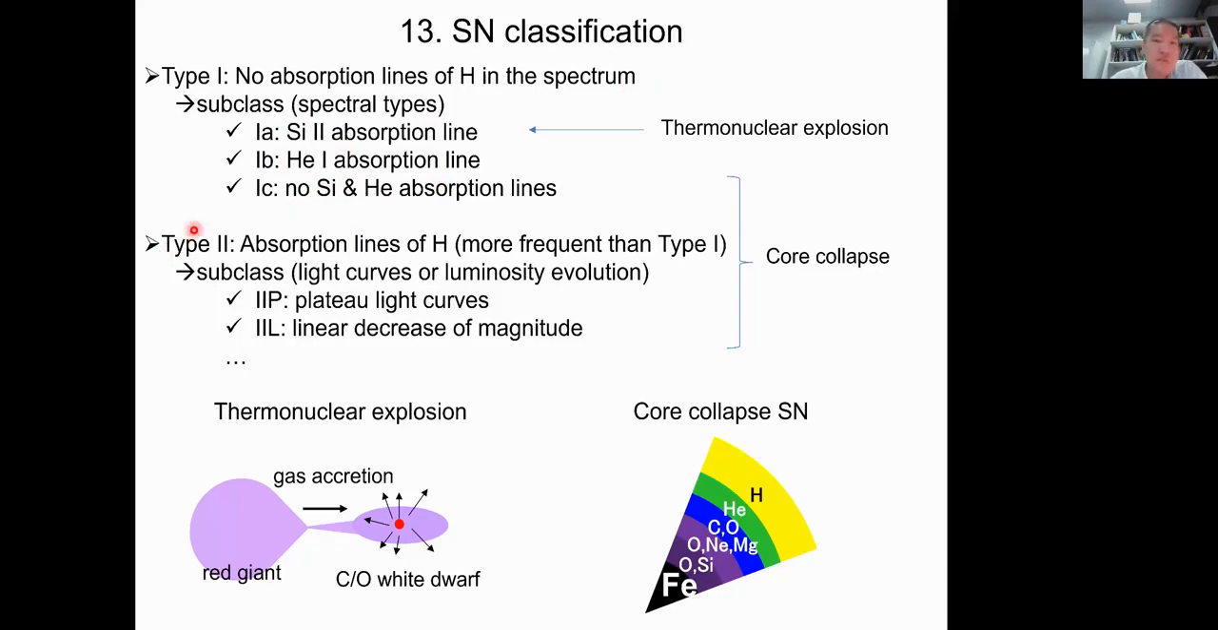On the other hand, if the spectrum has absorption lines of hydrogen, then it is called type 2. Type 2 is also divided into subclasses, depending on light curves or luminosity evolution. If the light curve, that is, the trend of the luminosity as a function of time, is a plateau, then that is called type 2p. If you can find a linear decrease of the magnitude of luminosity, then it is called type 2l. So there are several types observationally. And theoretically, it is considered that type 1a corresponds to thermonuclear explosion, and other supernovae are core collapse supernovae.